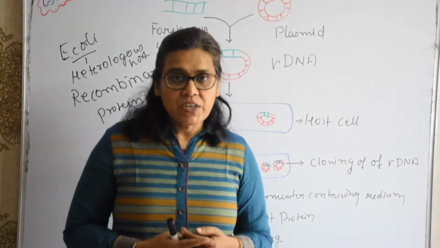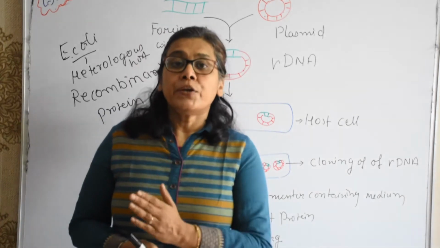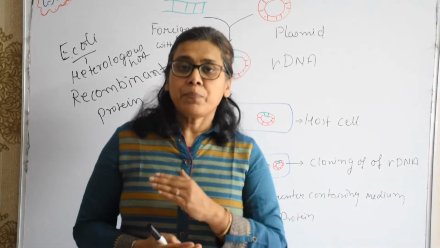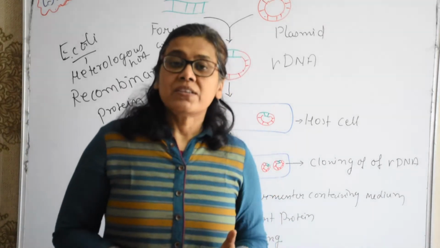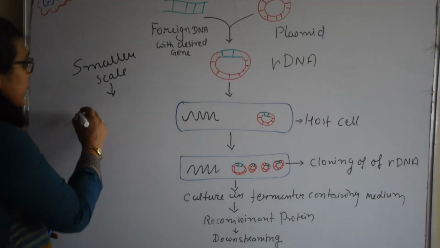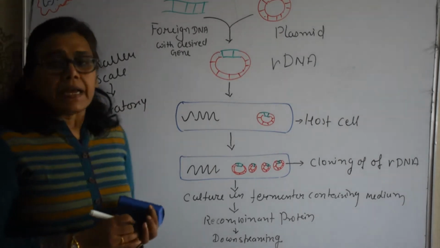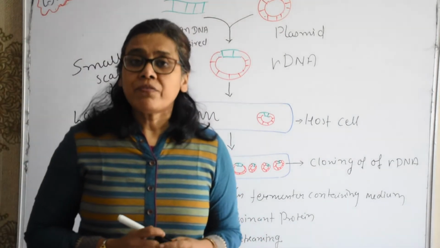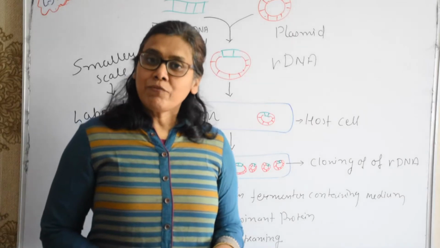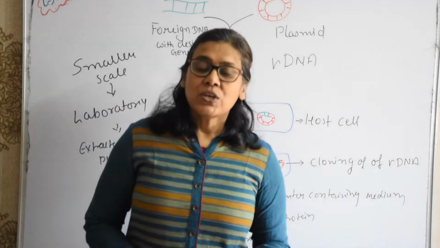For expression of a foreign gene, it is important to maintain the appropriate conditions that induce the expression of the protein. And this desired protein can be obtained on a smaller scale or larger scale. For a smaller scale, the cells are grown in the laboratory, and after that the culture is extracted and purified to get the desired protein. So this is on the smaller scale. If we want to get the desired protein on a larger scale, bioreactors are used.